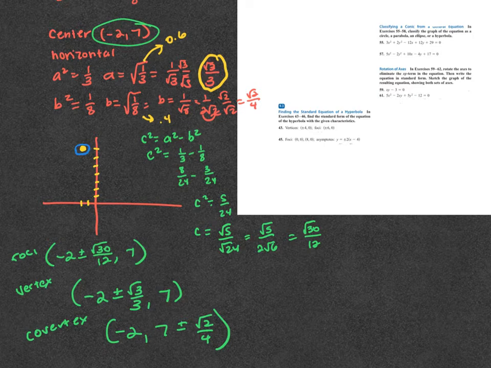So in a standard equation of an ellipse, it's a plus in between, and the c squared is equal to a squared minus b squared. And then the reverse for the hyperbola is a minus, and then it becomes a plus for c squared.